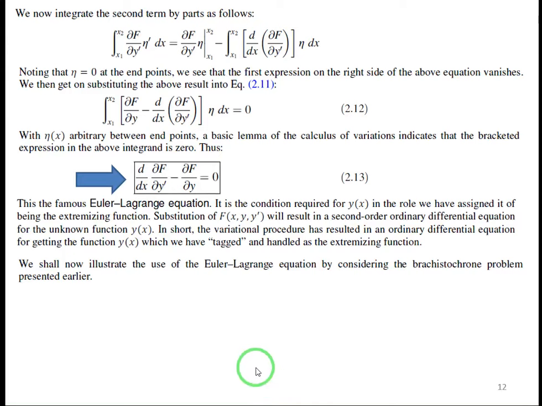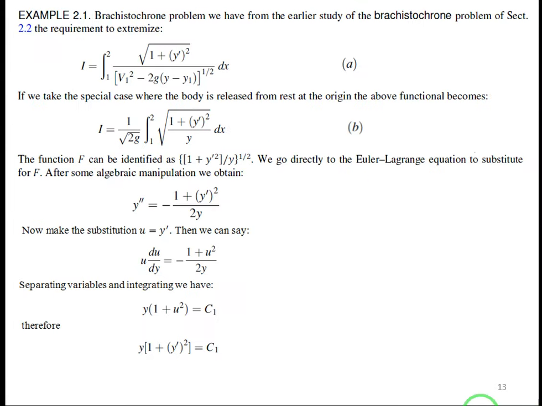Okay, let's continue our discussion. Till now, we have found the Euler-Lagrange equation, with two boundary conditions, where we know y of x at x1 and x2. Let's solve an example for this equation.